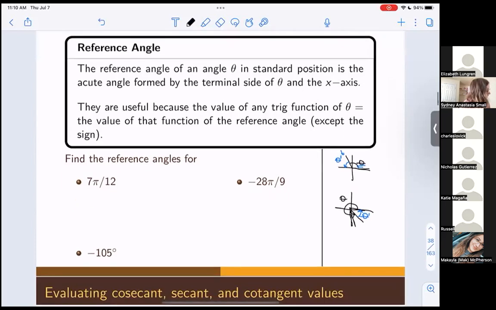We want the reference angle for 7 pi 12ths. We're not doing anything else, we just want to find the reference angle. So I'm a visual learner. I like to see pictures. Let's draw a picture.